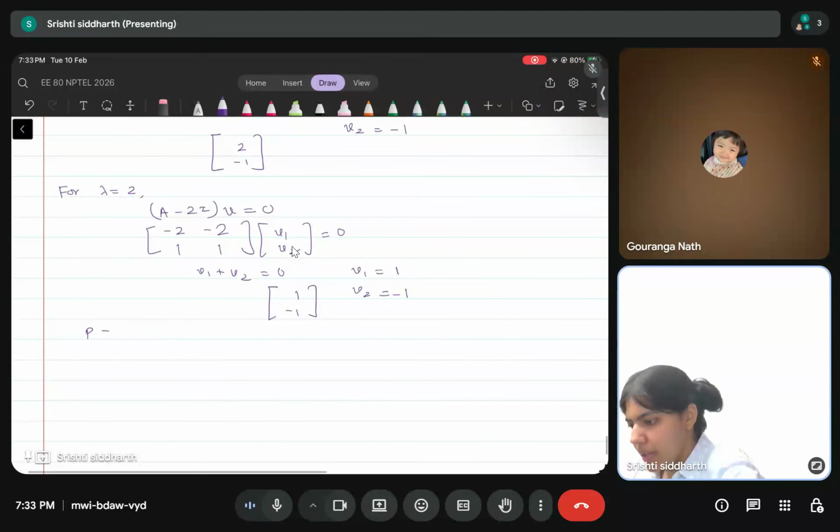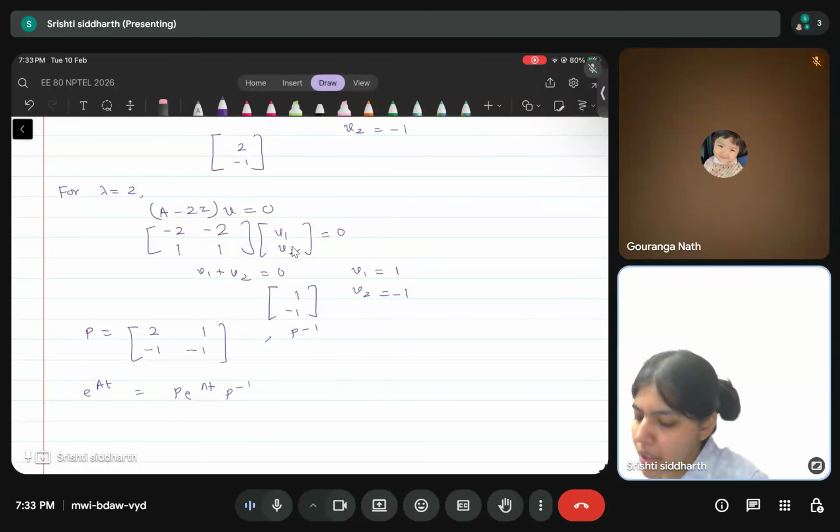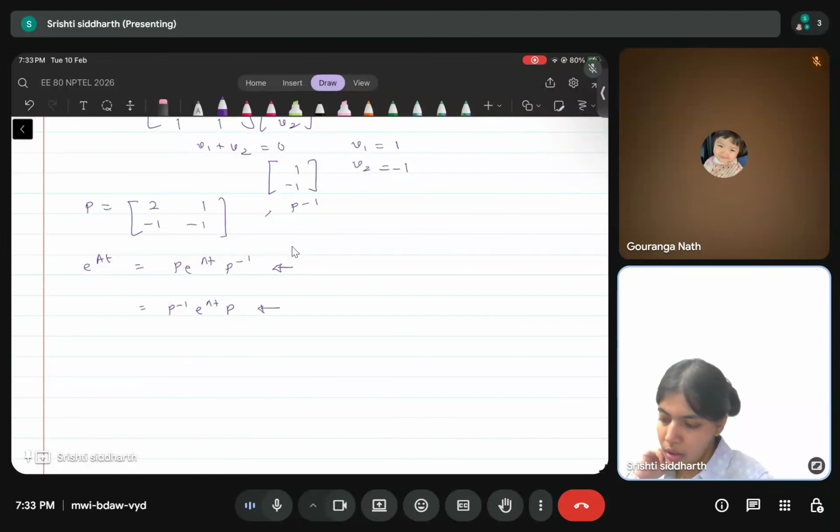Now the matrix P is formed, then compute P inverse and then compute e to the power At. In some cases, if this turns out to be not diagonal, then you can use the expression P inverse e to the power lambda t P. So you have to figure out which one of these two gives the diagonal form.